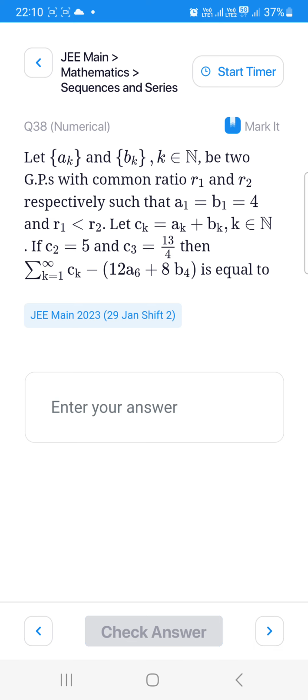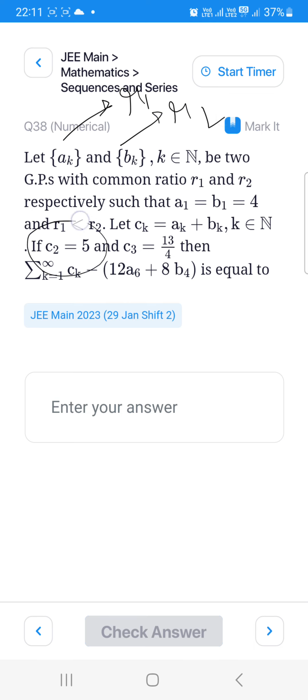Now the point where students might get confused is this extra information, that is c2 equals 5 and c3 equals 13 by 4. Here you have to be calm and composed. Of course you'll be very tense, but the tense moment you have in your mind shouldn't confuse you in the question, right? So you have to use this information very carefully. Let me use the pen. This has geometric progression common ratio r1, and this is r2.